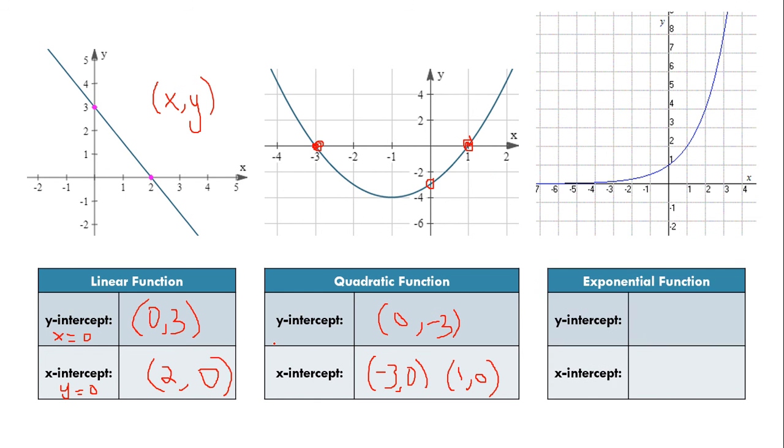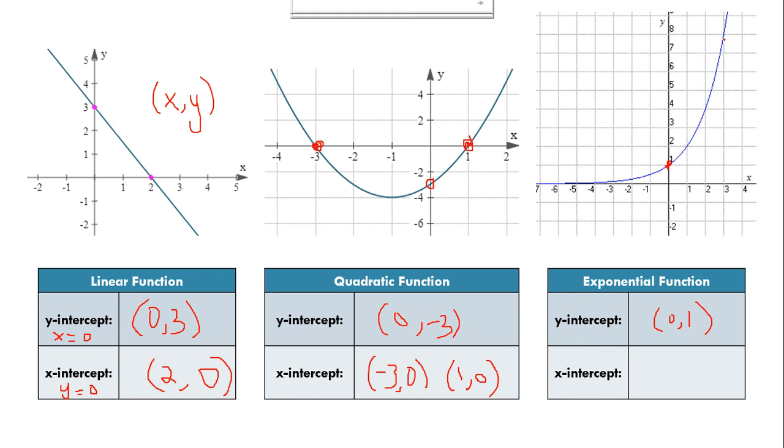And then lastly, we have an example of an exponential function. It's the same concept though. I look for my y-intercept and my x-intercept. So if I look here for my y-intercept, I can see here that it's going through at 0, 1. Notice how all of my y-intercepts, regardless of function, they all have 0 first, because whenever I'm looking for my y-intercept, the value of x is always 0.